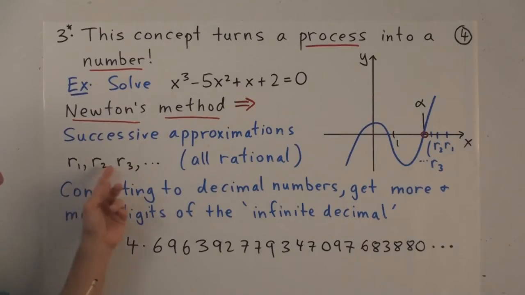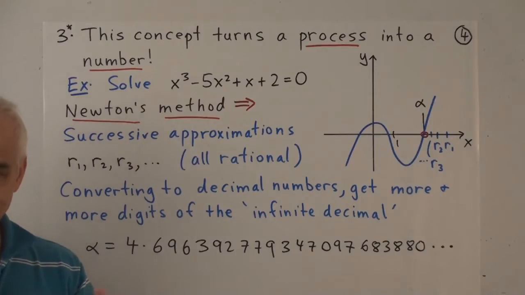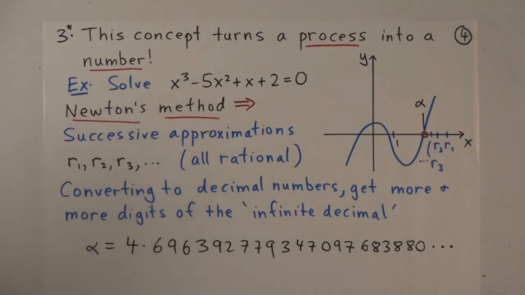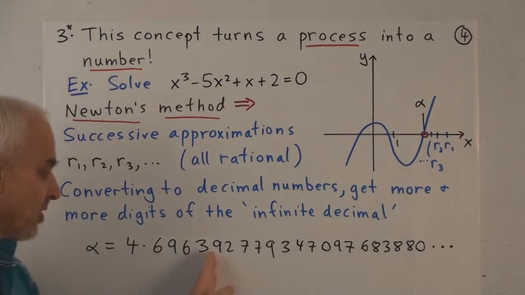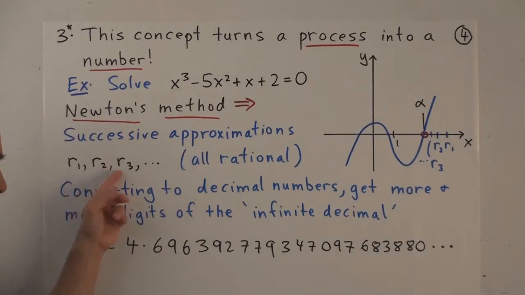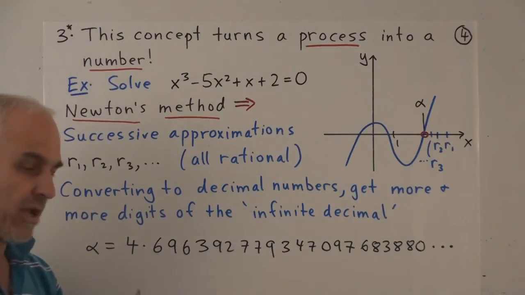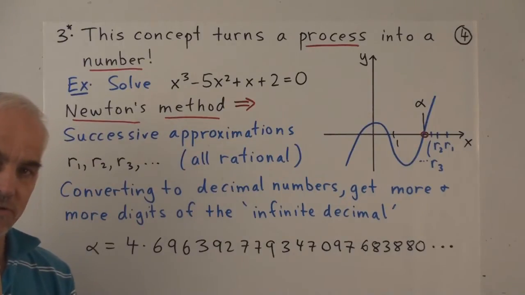So when we convert these numbers into decimal form, giving us repeating decimals, then we notice that the initial strings of these decimals start agreeing. The difference between r1 and r2 and r3 becomes manifested further and further along in the decimal representations.